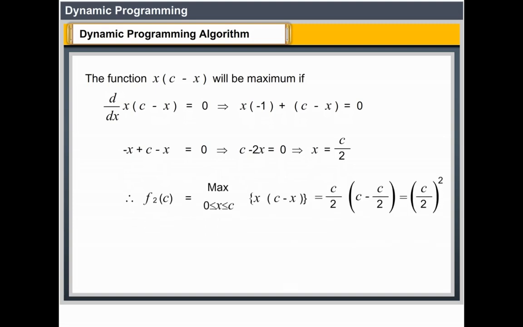Therefore, f2(c) = maximum for 0 ≤ x ≤ c of x(c minus x) = c/2 into (c minus c/2) = (c/2) the whole square. The optimal policy is (c/2, c/2) and f2(c) = (c/2) the whole square.